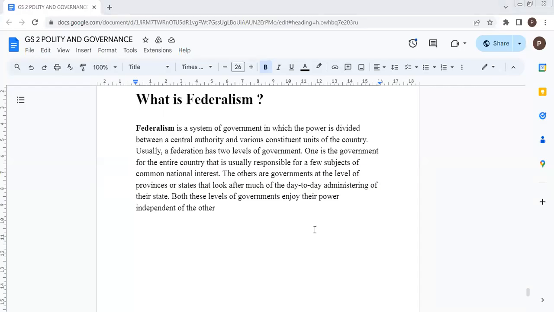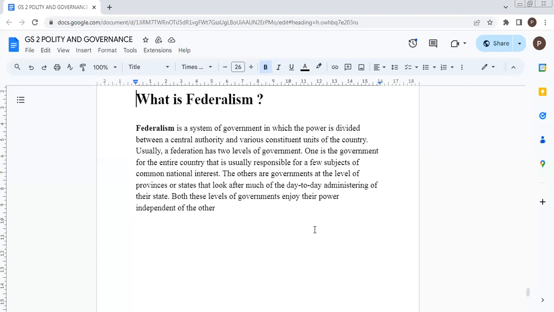Hello everyone, and today we are starting a new chapter, that is the federal system and particularly the federal features of the Indian Constitution. Because when we categorize the Indian Constitution, the basic element of it is the federal feature. Now, what is the meaning of federalism?